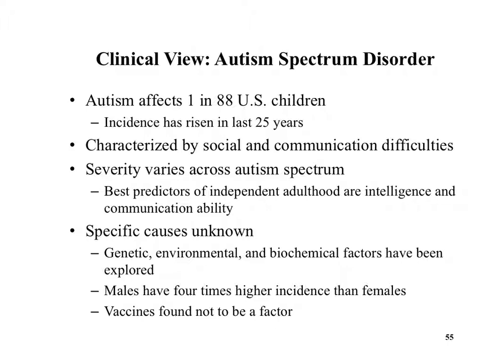All right. It's characterized by social and communication difficulties. Severity varies across the autism spectrum. So it's a spectrum of disorders ranging from relatively mild and kind of quirky to almost nonverbal. Okay? The best predictors of independent adulthood are intelligence and communication ability. So some people who have autism can function pretty well, others cannot. Specific causes are unknown. There is a genetic link. There are environmental factors and biochemical factors that are also associated with this.